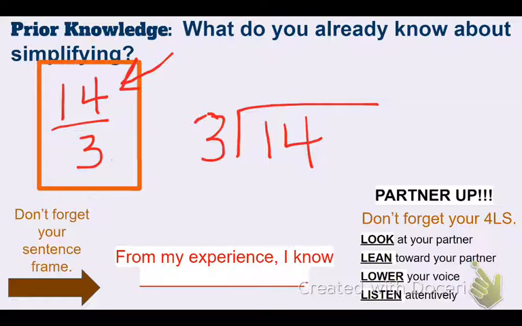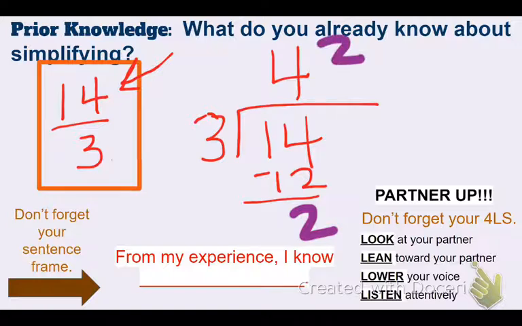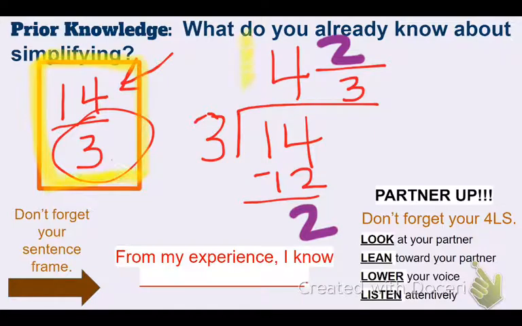How many groups of 3 can I make out of 14? Well, I know that I can make 4 groups of 3. And if I subtract that, I have 2 left over, not enough for another group. So I can go ahead and create that fraction. 2 becomes my numerator, and I keep that same denominator of 3. So we remember, hopefully, that 14/3 as an improper fraction is equivalent to 4 2/3. And we're going to be simplifying today. So remembering how to change that improper fraction to a mixed number will help you.